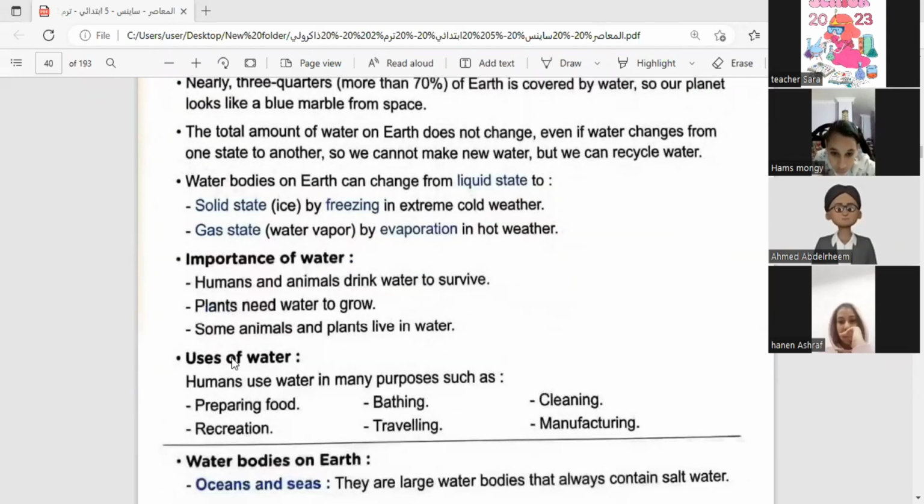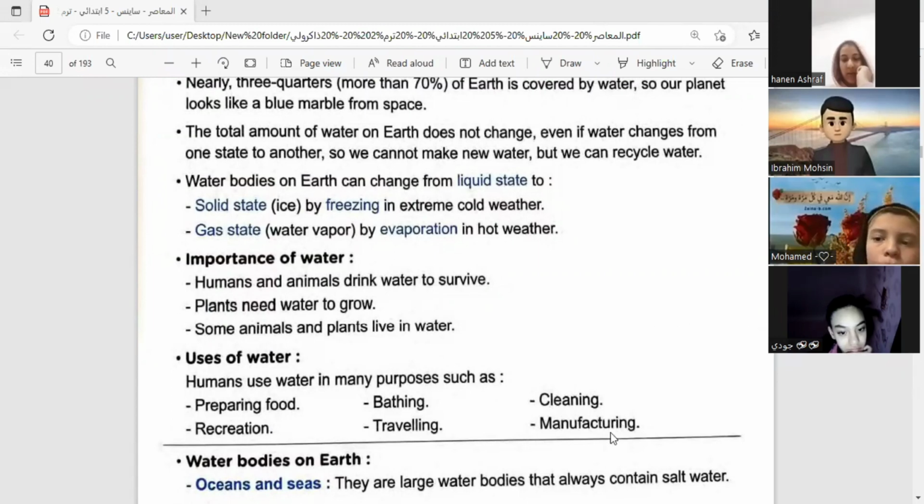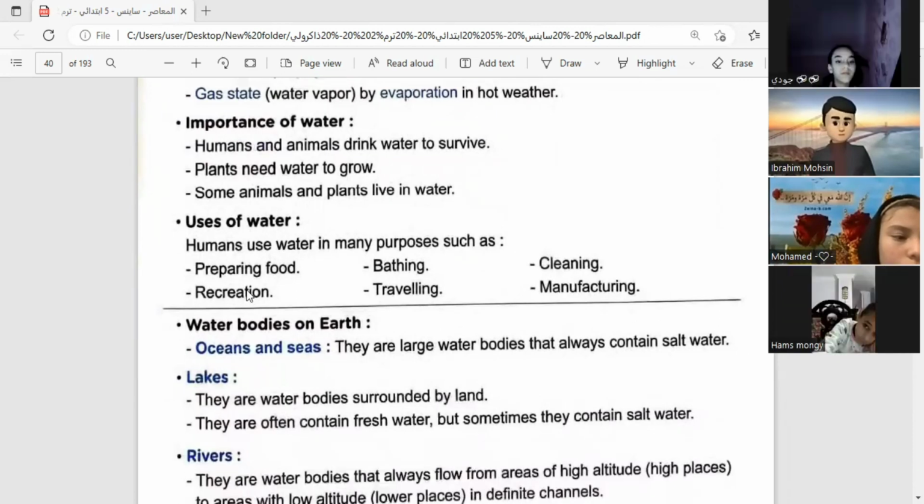What are the uses of water? Humans use water for many purposes, such as preparing food, bathing, cleaning, recreation, traveling, and manufacturing. Miss, what does recreation mean? There are activities in water like skating. Okay, and water games.